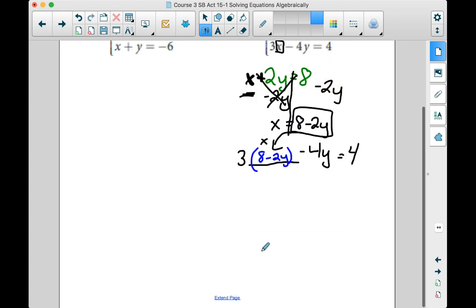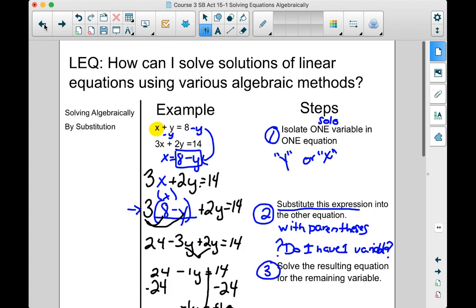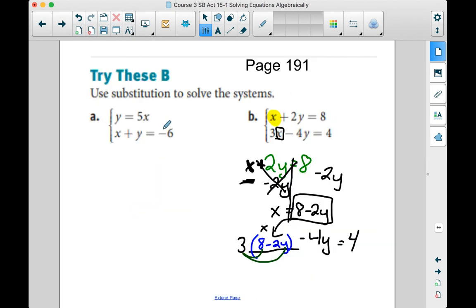Okay, so now from here, I have one variable that I'm looking at. So I'm going to go ahead and solve. I'm going to solve for y. So I distribute. Is this the same one that we did over here? No, a little bit different. Just making sure. They looked familiar.